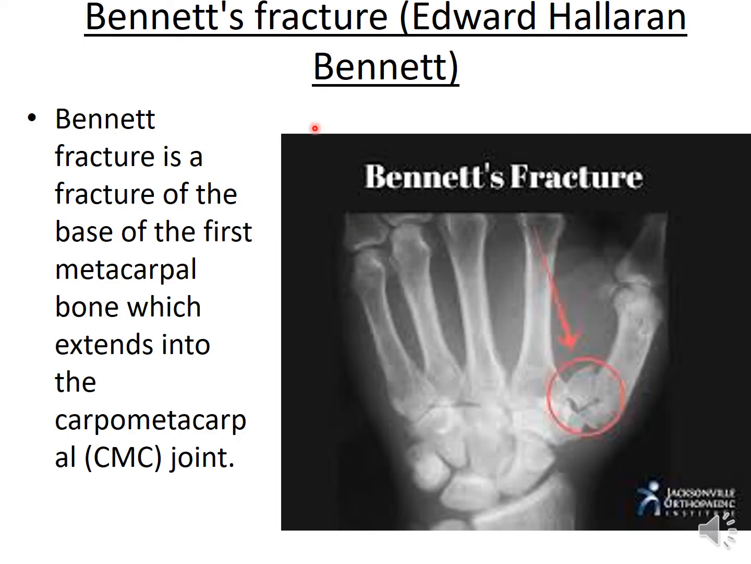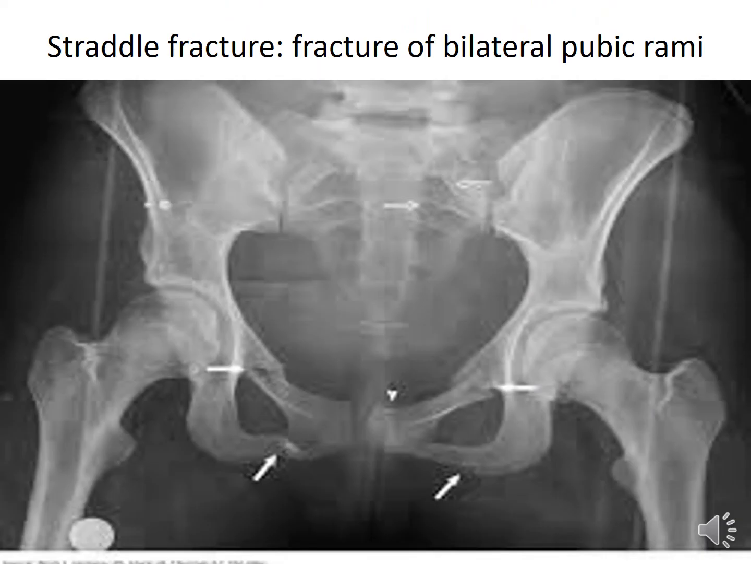Next is the Bennett fracture. It's also known as Edward Allen Bennett's. So Bennett is mainly an intra-articular fracture, base of thumb. So it's the base of the first metacarpal bone which extends into the carpometacarpal joint space. It's an intra-articular fracture.